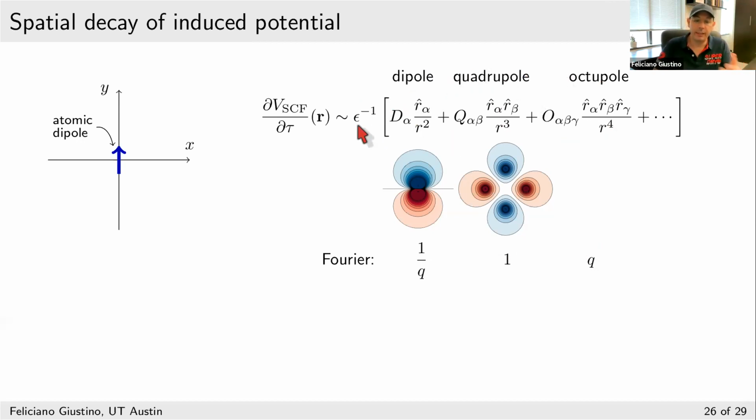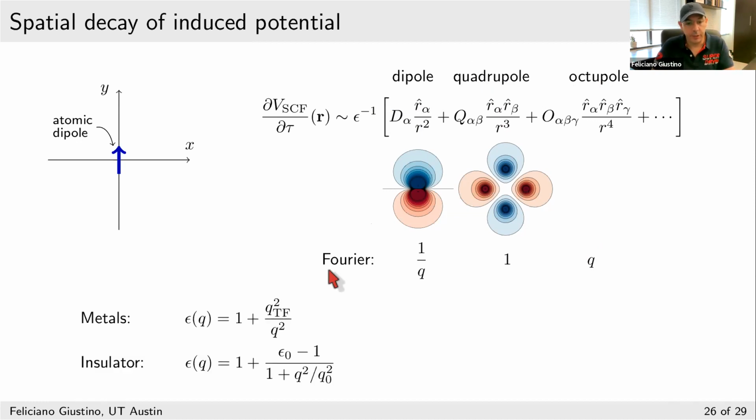What happens to the dielectric function? That will depend on the system we study. So let me give you two examples, one for the electron gas and one for the simplest model of a semiconductor. The dielectric function can be written in the following way.